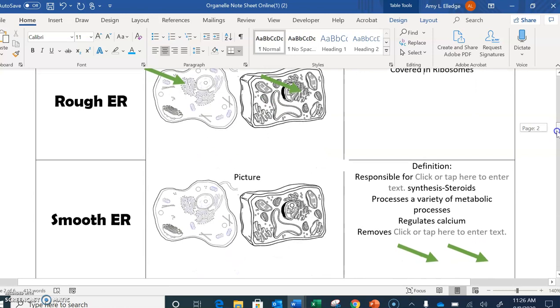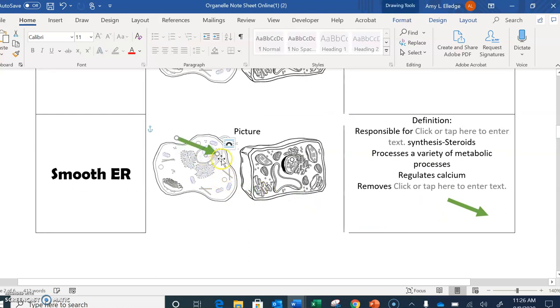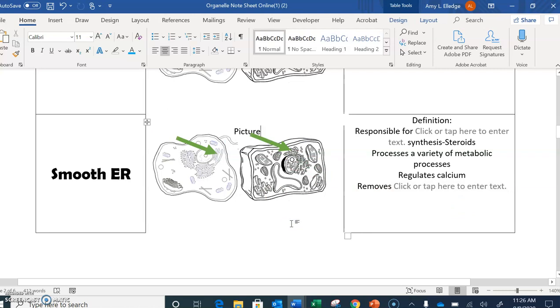And then the alternate to that is we have smooth ER. So smooth ER looks just like rough ER, but without dots. So in our animal cell, it's right here. See how it's nice and smooth. All right, and in our plant cell, right there, always next to the nucleus, which is important because if you look at this stuff over here in the corner, it looks a lot like it, but it's not next to the nucleus, so it's not smooth ER.